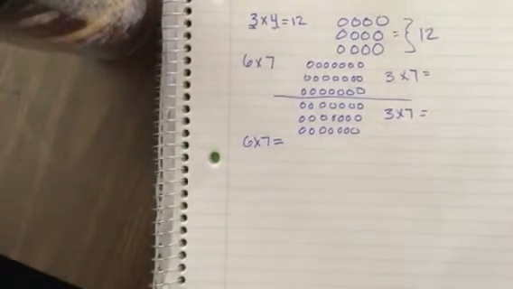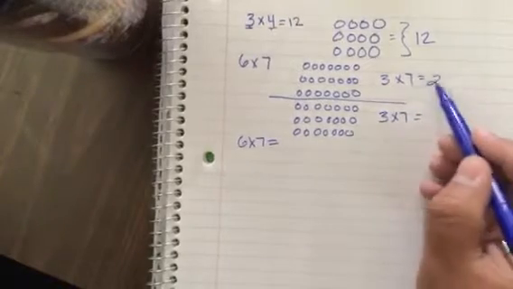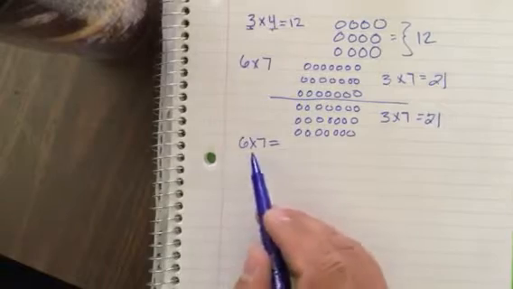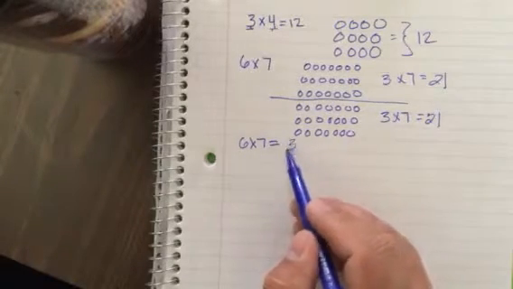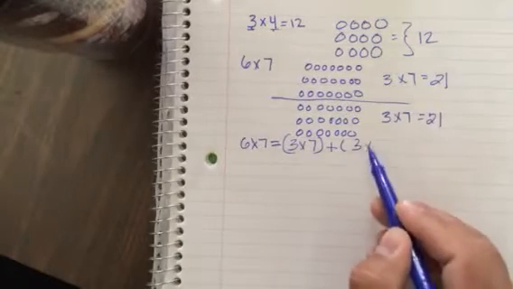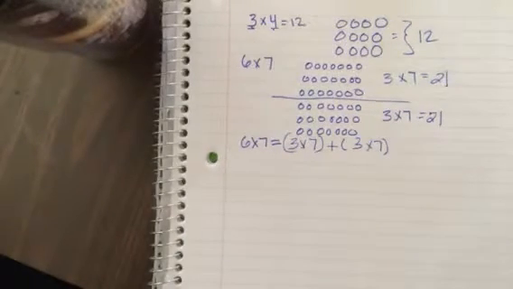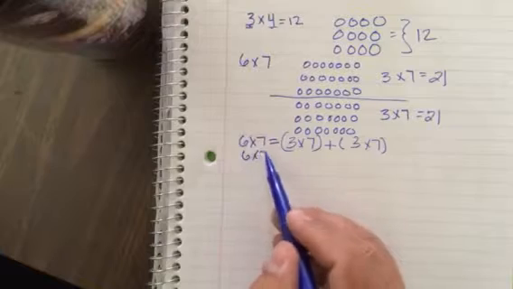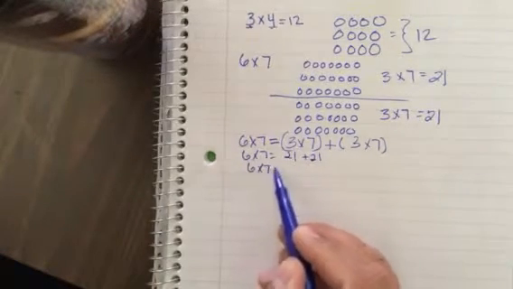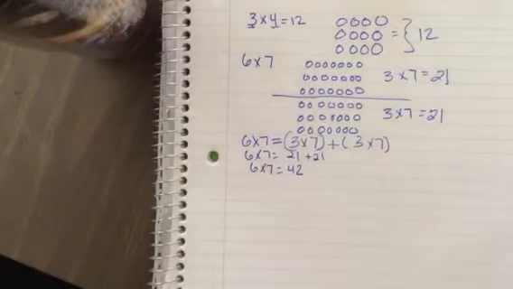So maybe I memorized my 3's, and I know that 3 times 7 is 21. Now I can figure out the equation. 6 times 7 equals 3 times 7 plus 3 times 7. That's the equation. We can go ahead and solve it. 6 times 7 equals 21 plus 21. 6 times 7 equals 42.